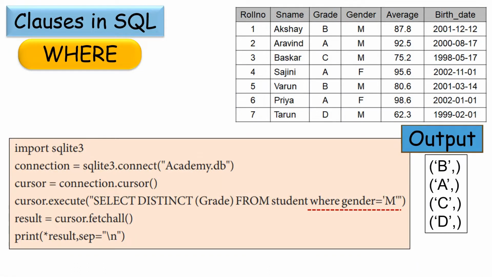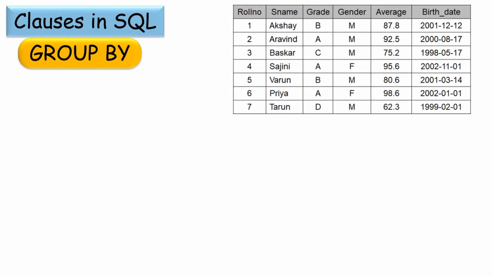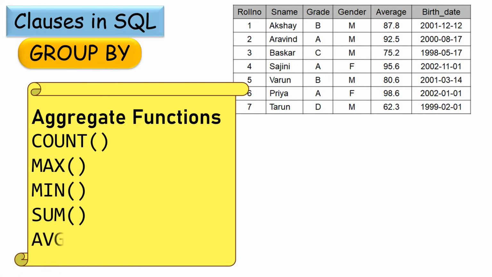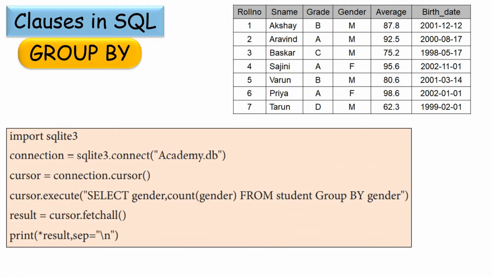The next clause is the group by clause. The group by clause groups records into summary rows. It returns one record for each group. It is often used with aggregate functions like count, max, min, sum, and average. The following example counts the number of male and number of female students from the student table.